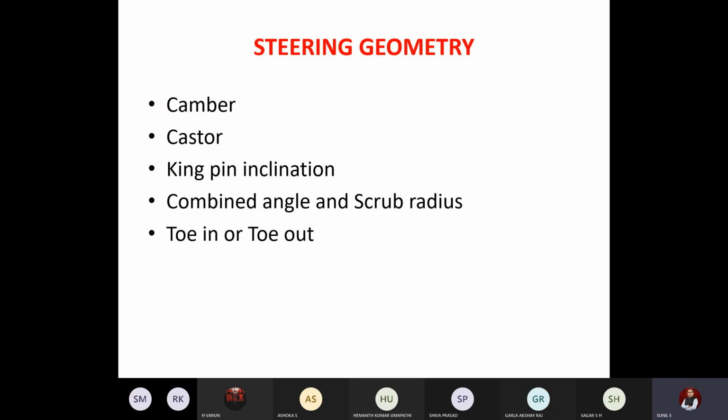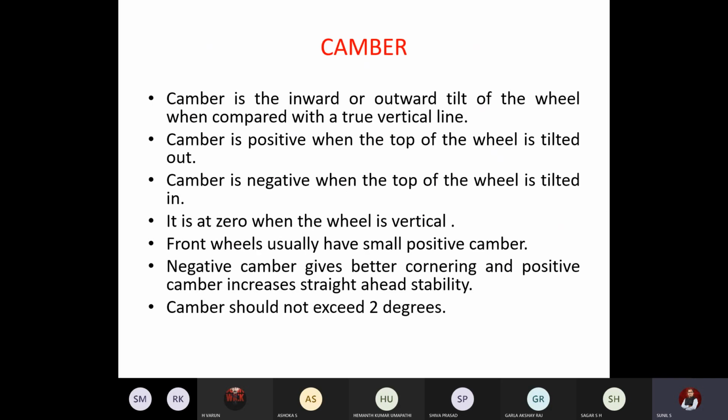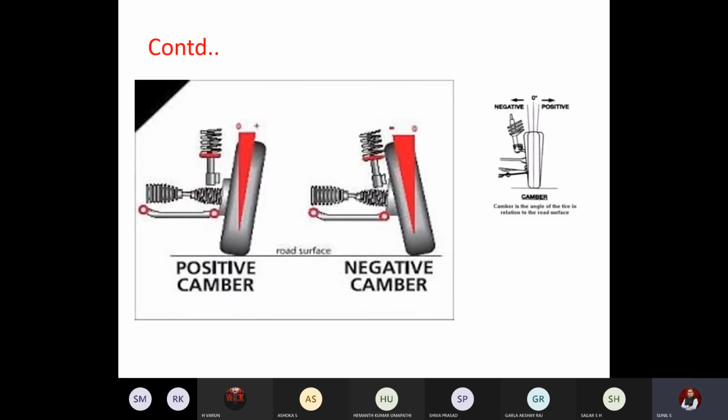Before going ahead, we have to study five different steering geometry terms: camber, caster, kingpin inclination, included angle and scrub radius, and toe-in or toe-out. First we studied camber. In simple words, it is the left or right tilt with respect to the center axis.